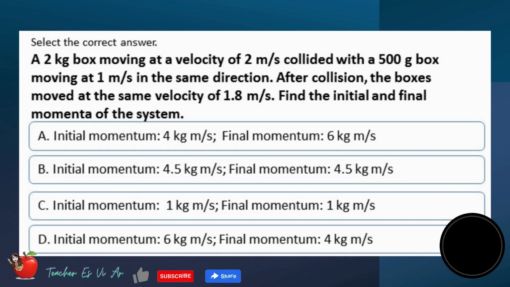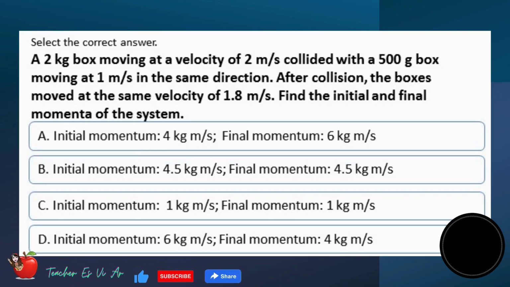Number 2. A 2 kg box moving at a velocity of 2 meters per second collided with a 500 grams box moving at 1 meter per second in the same direction. After collision, the boxes moved at the same velocity of 1.8 meters per second. Find the initial and final momenta of the system.